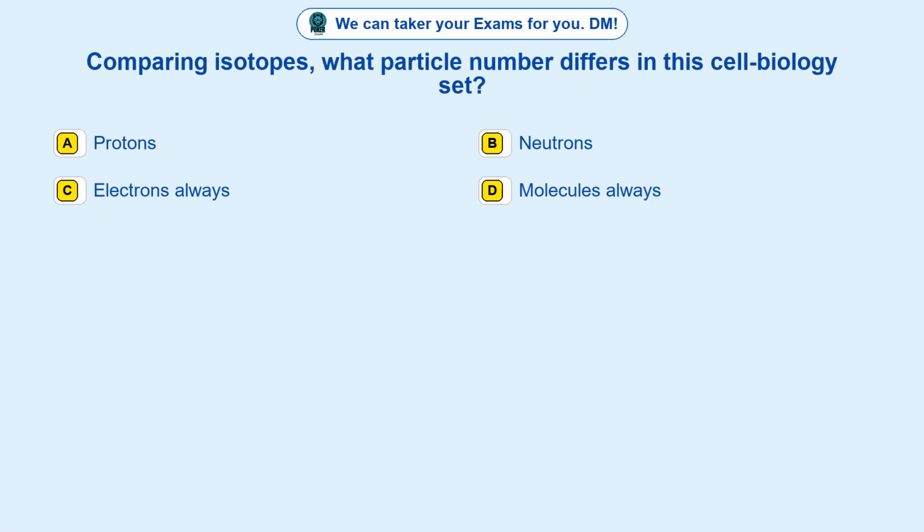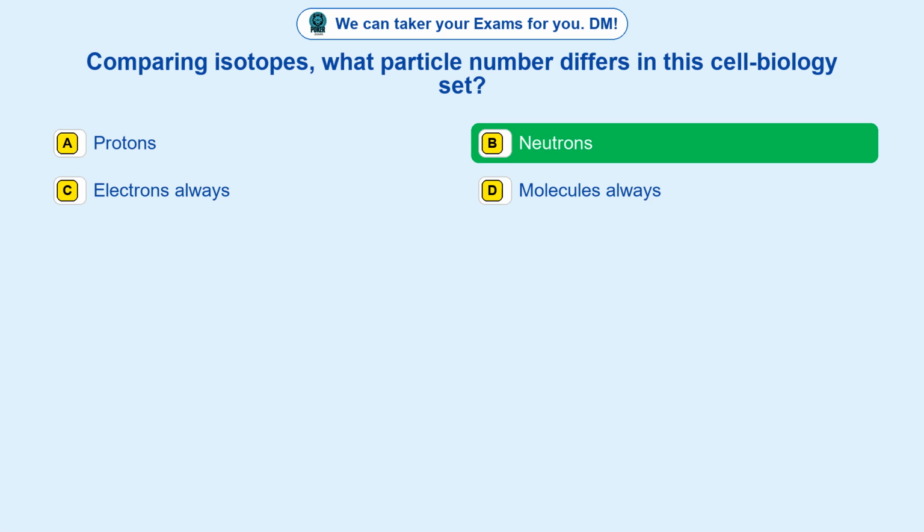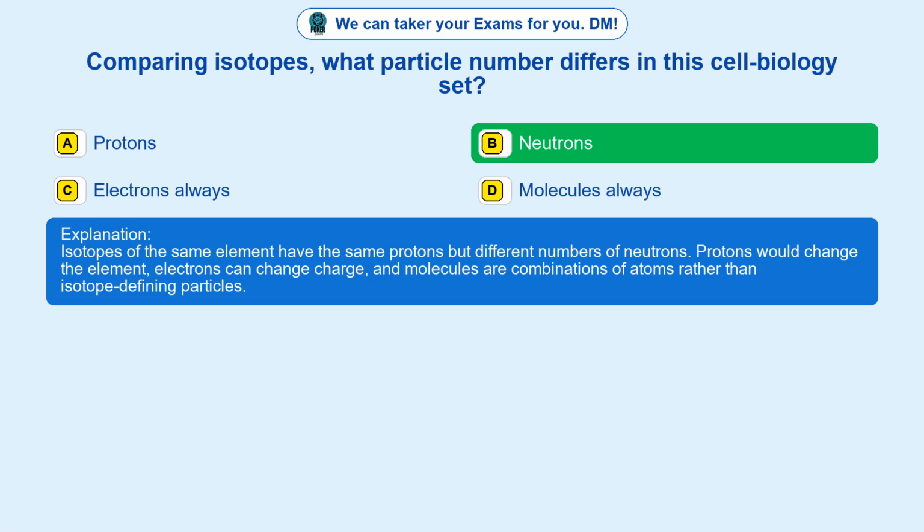Question 42. Comparing isotopes, what particle number differs in this cell biology set? Option A, protons. Option B, neutrons. Option C, electrons always. Option D, molecules always. The correct answer is option B, neutrons. Isotopes of the same element have the same protons but different numbers of neutrons. Protons would change the element, electrons can change charge, and molecules are combinations of atoms rather than isotope-defining particles.